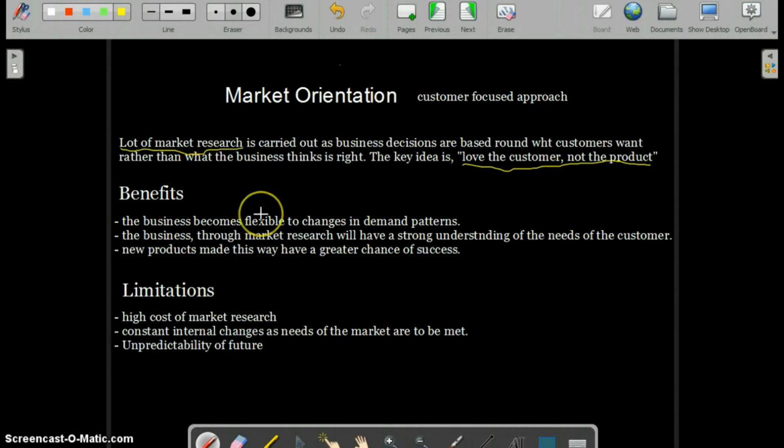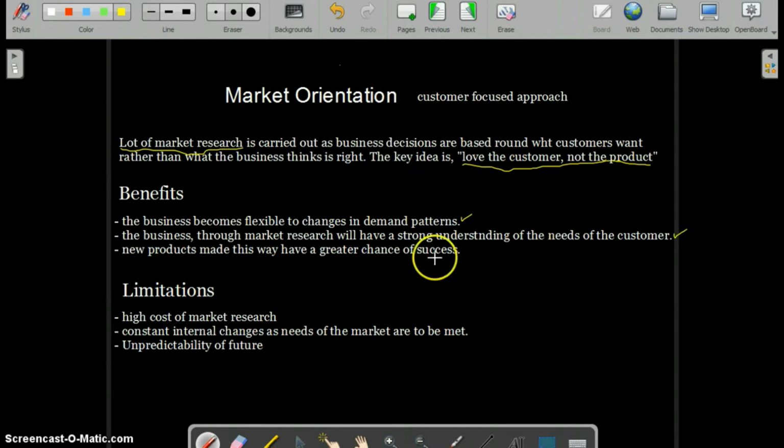The benefits are that the business becomes flexible to changes in demand patterns. Of course, if the business is carrying out market research and understanding what the customers need, they can understand how much demand is there for a product and how much is not. So they adapt accordingly, and hence they are flexible to changes in demand. The next point is that the business, through market research, will have a strong understanding of the needs of the customers, as this is the main point of this orientation: they do market research to understand what the customers need and hence provide that product. So this point is also met over here.